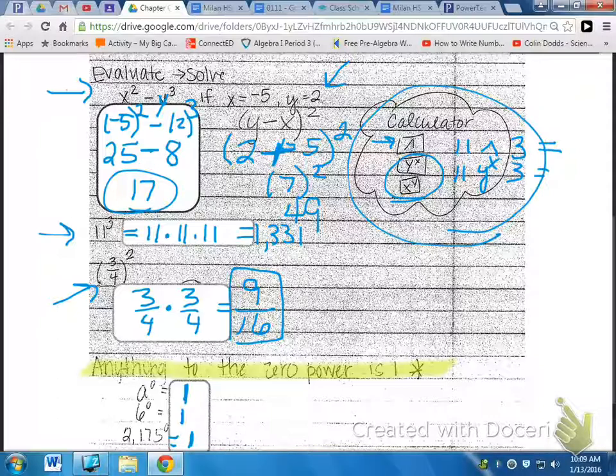So I can't impress upon you enough, anything to the 0 power is 1. Don't think that it equals 0. Don't think that it equals that number. It equals 1. So that something to a 0 power might be an expression. Make sure you plug in a 1 for it. Okay, questions?